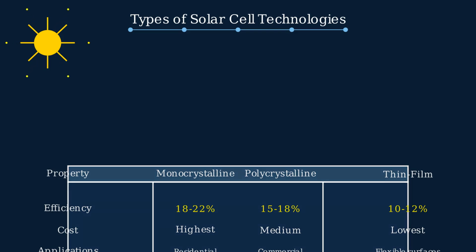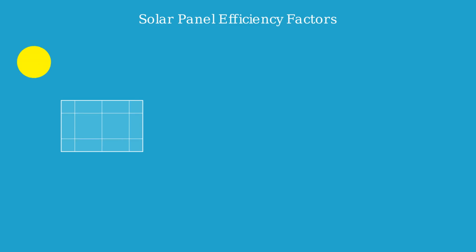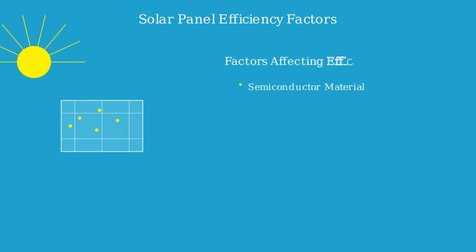As solar technology continues to advance, researchers are developing new materials and manufacturing techniques to increase efficiency and reduce costs across all cell types. Several factors affect how efficiently solar panels convert sunlight to electricity. Solar panel efficiency is measured as the percentage of sunlight energy converted into electrical energy. Let's examine the key factors that influence a solar panel's efficiency.